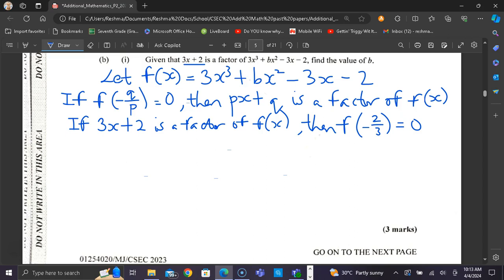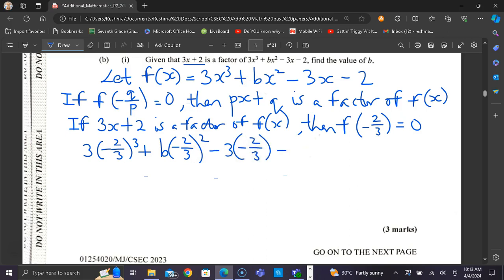So let's substitute negative 2/3. So we have 3 times negative 2/3 cubed plus b times negative 2/3 squared minus 3 by negative 2/3 minus 2, and that will be equal to 0. Okay, so let's just use our calculator to simplify things. So 3 times negative 2/3 cubed will give minus 8/9. Negative 2/3 squared will be 4/9. So here we'll get 4/9 b.